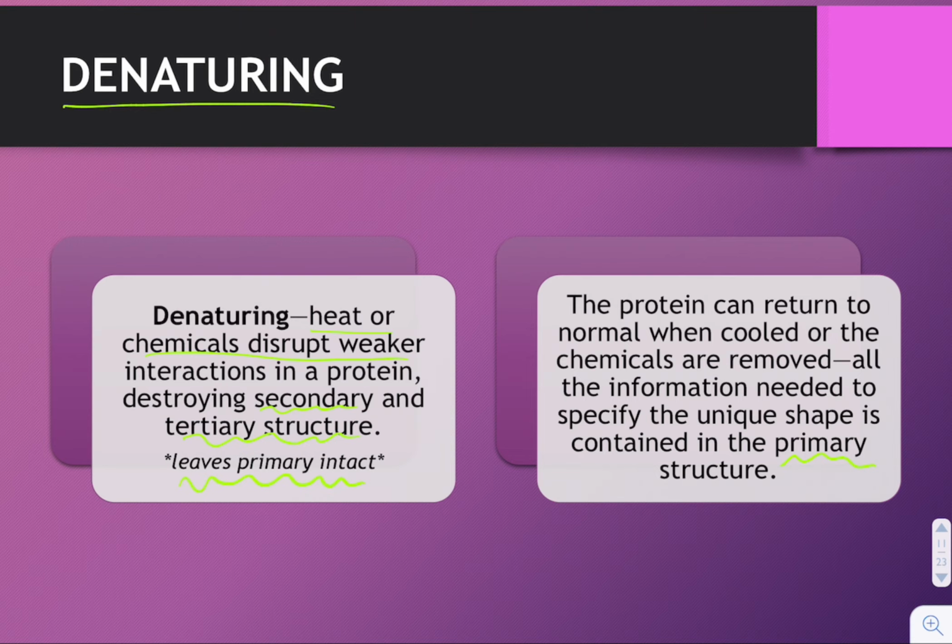Unless a crazy amount of heat is applied to it, or some really, really strong chemicals are applied to it, then it could break down the primary structure. And when the primary structure gets broken down, that's known as degradation. And that is different. That is not the same as denaturing. All right, so degradation is destroying the primary structure. Denaturing is altering the secondary and tertiary structure. But as soon as you get rid of those chemicals or heat, then those secondary and tertiary structures will come back. Unlike in degradation, you mess up the primary structure, there's no coming back from that.